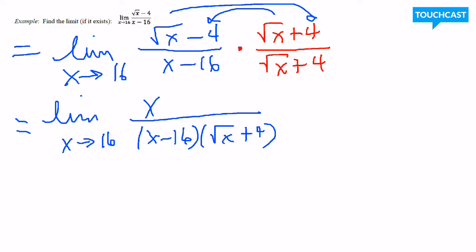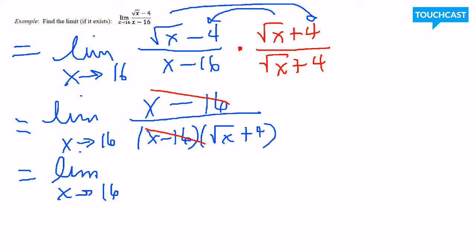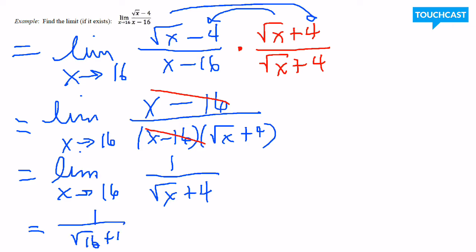And then -4 times 4, we're going to have x minus 16. Look at that. I was having a divide by 0 problem, but I have rewritten my expression so that, we'll use red, this x minus 16 and that x minus 16 cancel. So this is going to be the same as the limit as x approaches 16 of 1 divided by the square root of x plus 4. Notice when I substitute 16 in for x, 1 over the square root of 16 plus 4. 1 over 4 plus 4 makes 1 over 8.